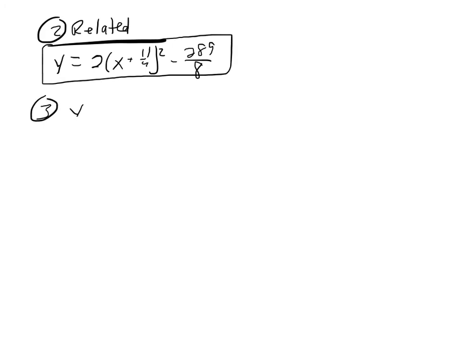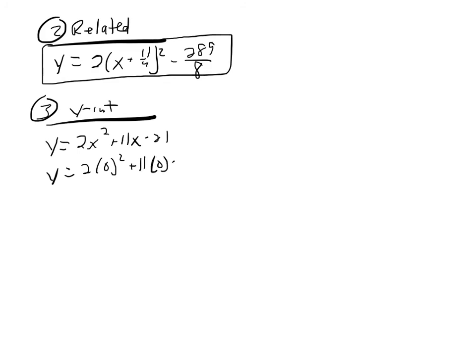Part 3 is to find the y-intercept. To find the y-intercept, I take my original version of this equation and replacing 0 with y, which is like this. And replace the x values with 0 to find the y-intercept. And you end up with a y-intercept of negative 21.